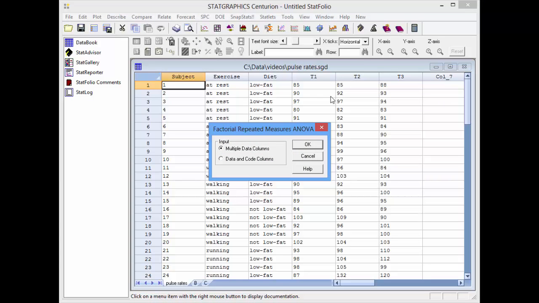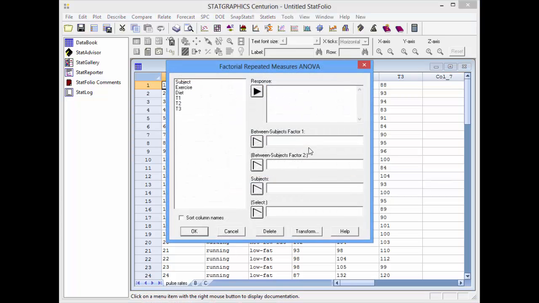There are two data structures that I could use. The multiple data columns structure is the one I'm using here, where all the measurements for each subject are in the same row. There's also a data and code column structure, where all measurements are put in a single column, and a second column is created identifying which time corresponds to each measurement.